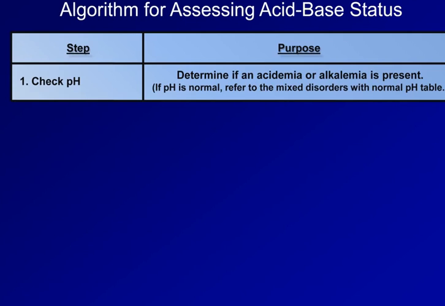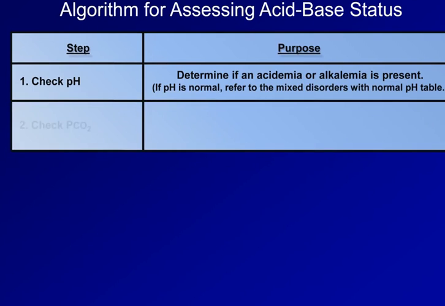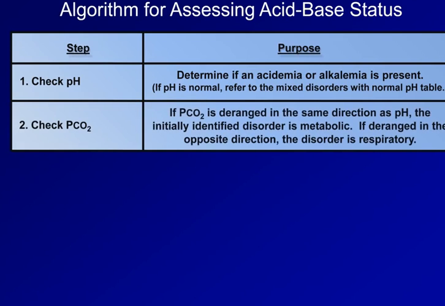If the pH happens to be normal, but either the PCO2 and or bicarb is not, check the anion gap and refer to the table on mixed disorders with normal pH. Step 2. As long as pH is abnormal, check the PCO2. If the PCO2 is deranged in the same direction as the pH, the initially identified disorder is metabolic. If it is deranged in the opposite direction, the disorder is respiratory.